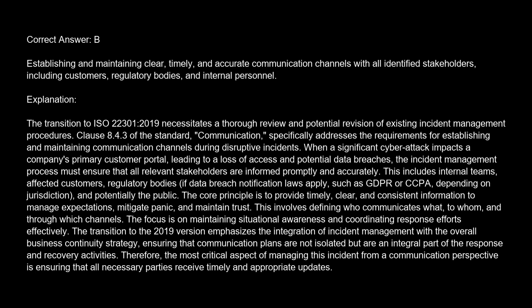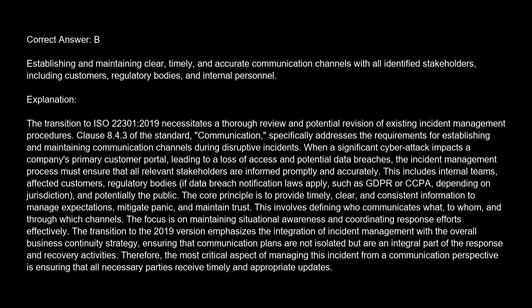When a significant cyber attack impacts a company's primary customer portal, leading to a loss of access and potential data breaches, the incident management process must ensure that all relevant stakeholders are informed promptly and accurately. This includes internal teams, affected customers, regulatory bodies, if data breach notification laws apply, such as GDPR or CCPA, depending on jurisdiction, and potentially the public. The core principle is to provide timely, clear, and consistent information to manage expectations, mitigate panic, and maintain trust.